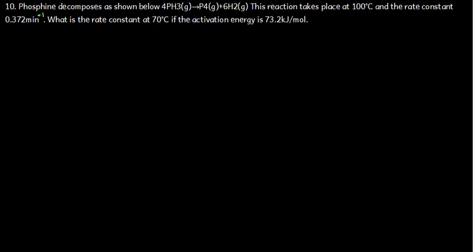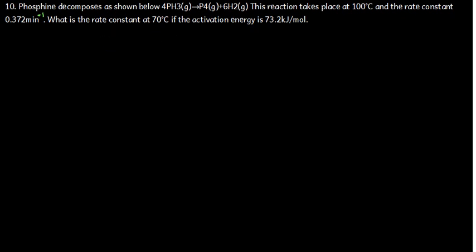And the last practice question here: phosphine decomposes as shown. We have 4PH3 producing P4 plus 6 hydrogen. This reaction takes place at 100 degrees Celsius and the rate constant is 0.372. What is the rate constant at 70 degrees Celsius if the activation energy is 73.2 kilojoules per mole?